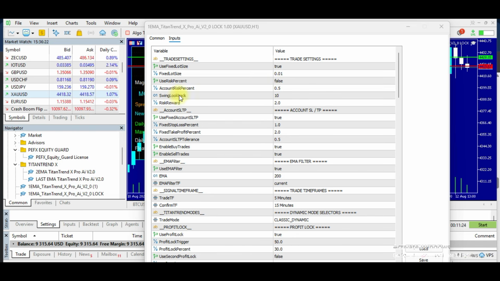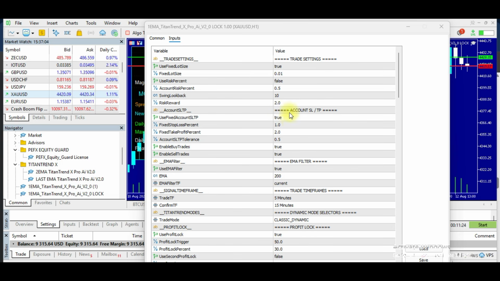Now, when you look here, you see swing. Once this one is toggled on, the EA will start using this feature to trade for you. This is the 1:2 TP and SL, so risk reward. But if you don't want to use this one, then come down here and use fixed pip lot, fixed account SL and TP. You put it through.